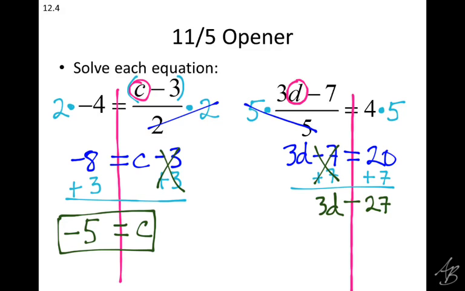Equal sign. Yep, put your equal sign after each step. You should have an equal sign on that line of equality. Then what? Divide by 3. Divide by 3 on both sides. So this time the 3's are going to cancel, leaving d equals 9. And that should be your final answer.